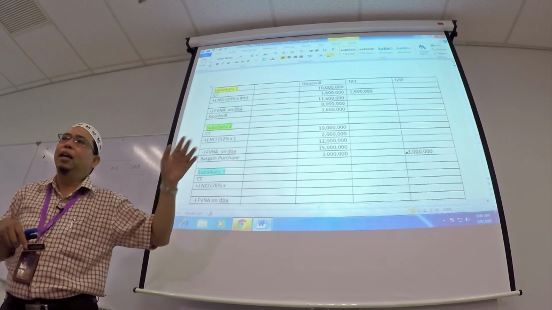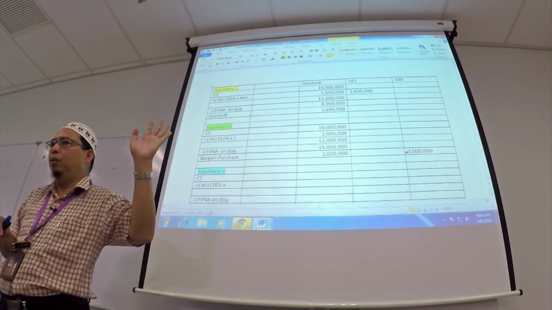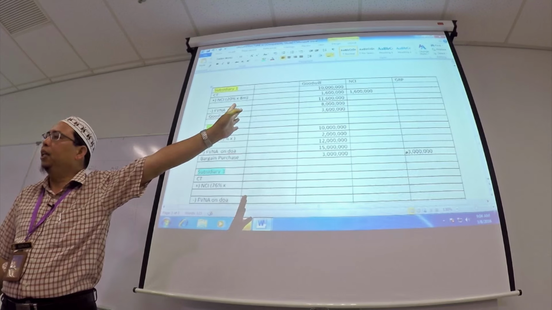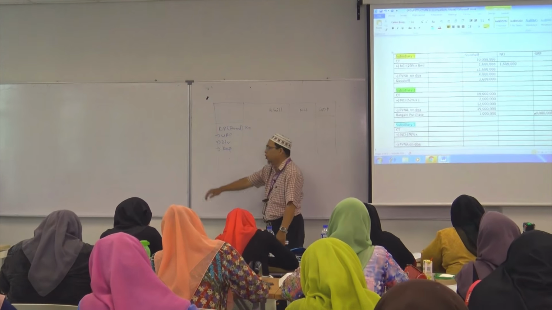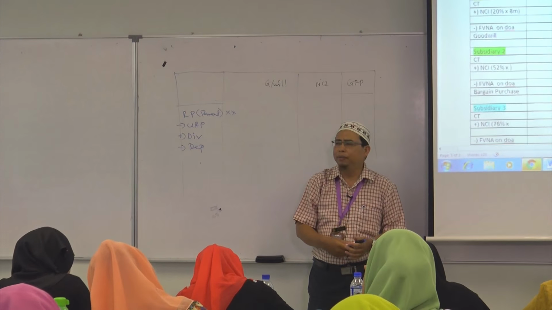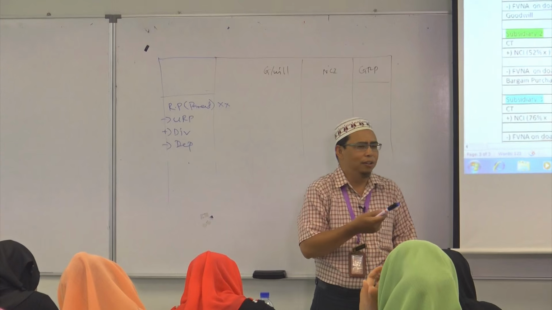So immediately, if you have bargain purchase, straight away put it under group retained profit, and you don't have to worry when you prepare your group retained profit. Okay, you understand?